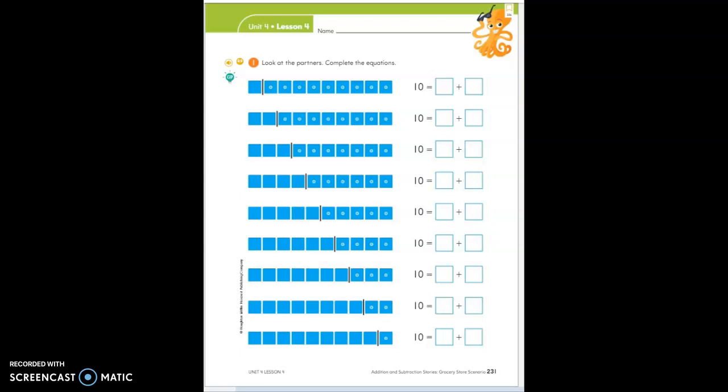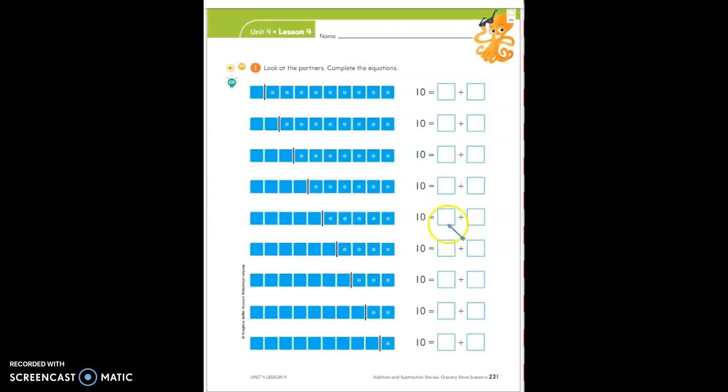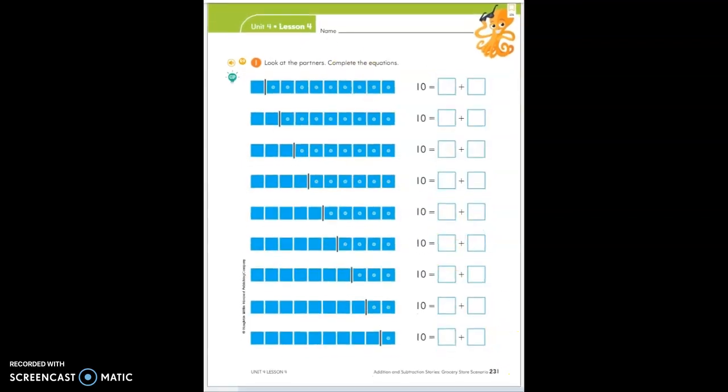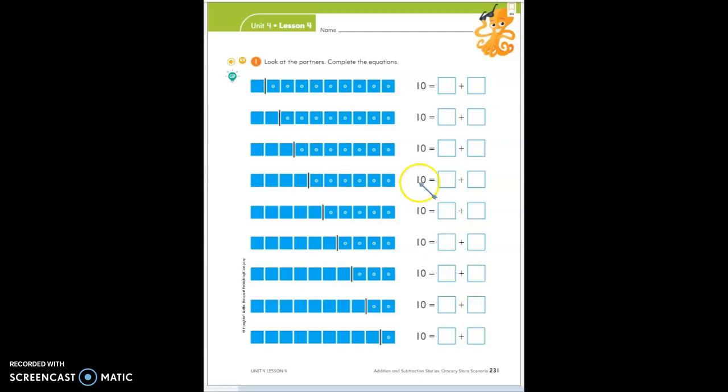Alright, kindergarten, open up your math workbook to page 231. You should have a bookmark in your book, so you're going to be able to find that easily. If not, you need to go find a bookmark and put it in there for today.